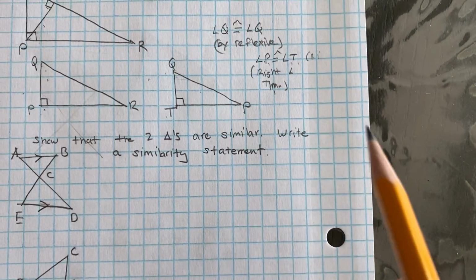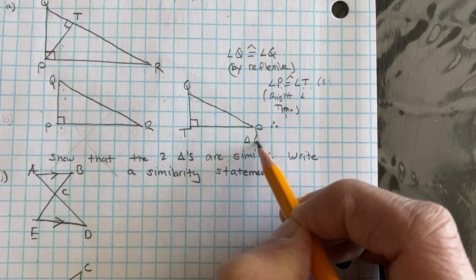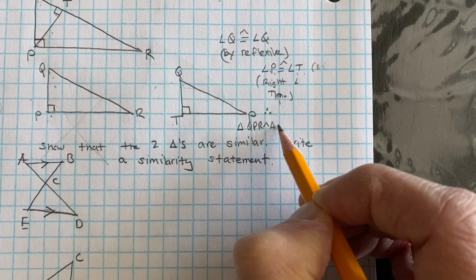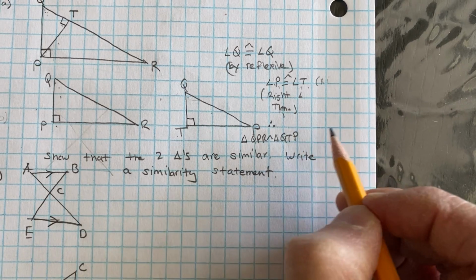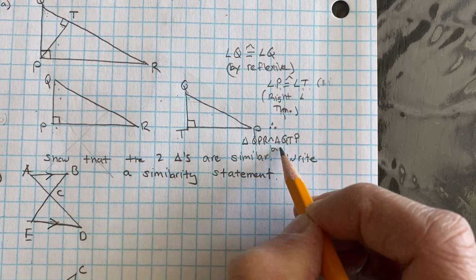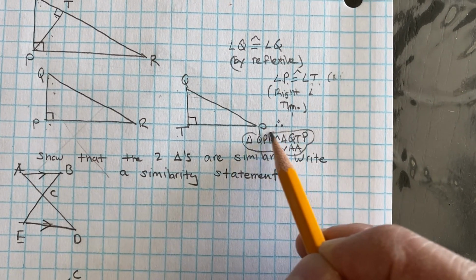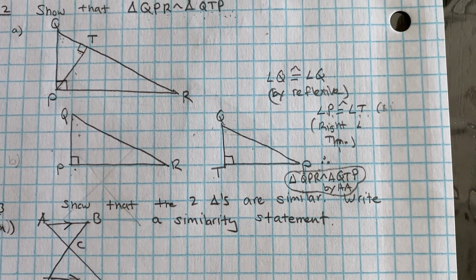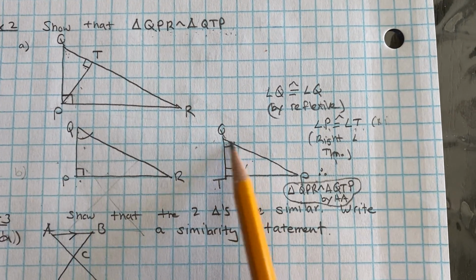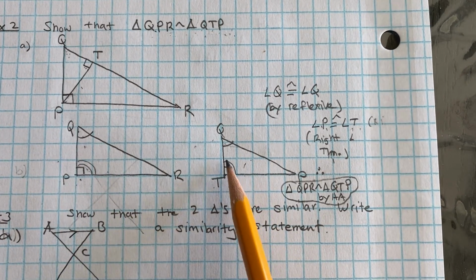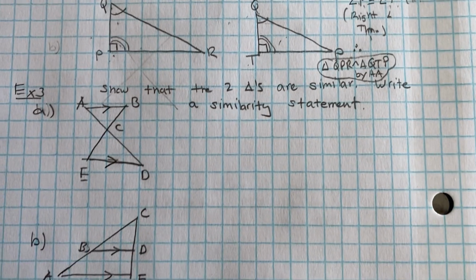And you could say, therefore, triangle QPR is similar to triangle QTP by angle, angle. Okay, so I'm running out of space here. I should have planned my showing the work a little bit better. Okay, so these two triangles are similar by angle, angle. You can see that these two angles are congruent. Okay. All right, moving on to example number 3 here.